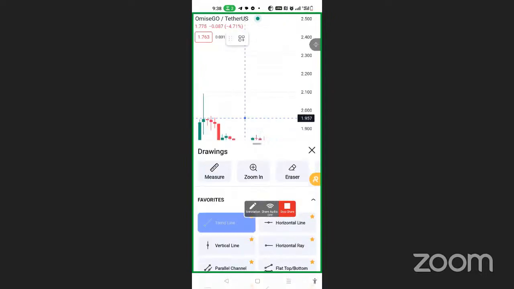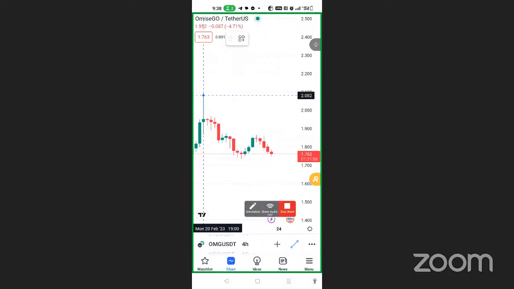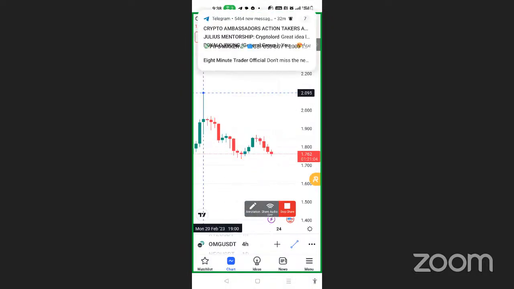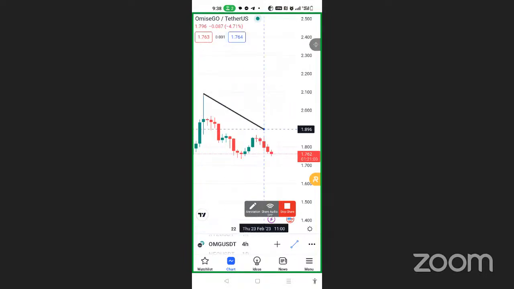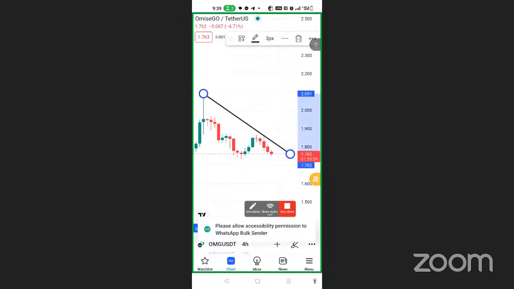So I'll pick the trend line, look for the swing high, which is this highest point here. Tap on it, then stretch my trend line. Then I leave it. What am I looking for? I want a green candle to come below here and close above.